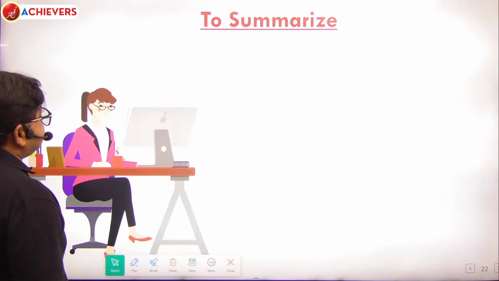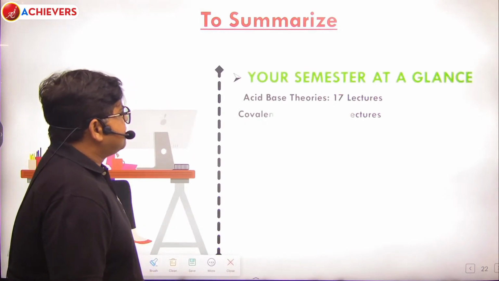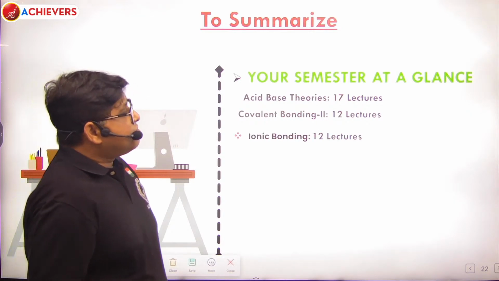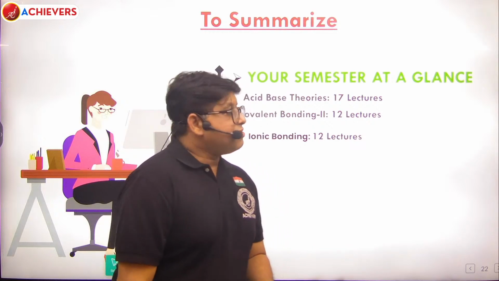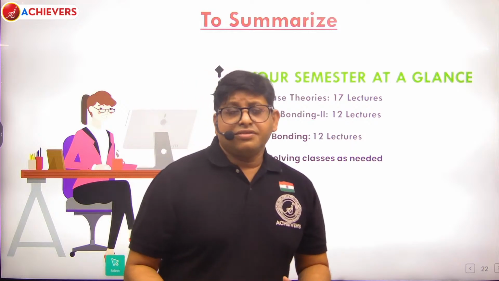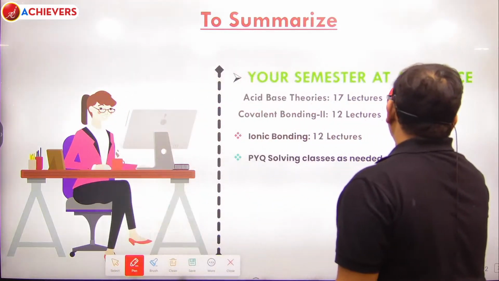So let us summarize this semester. Acid base theory: 17 lectures. Covalent bonding 2: 12 lectures. Ionic bonding: 12 lectures. PYQ solving classes as needed. As needed means that it is already included. For example, these 17 lectures are 12 plus 5.